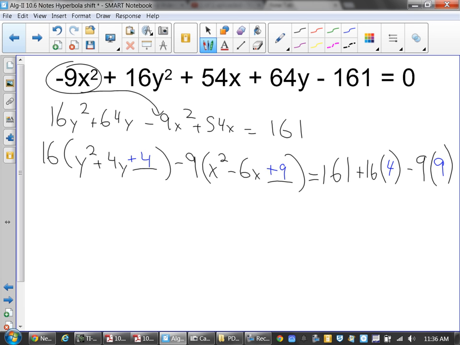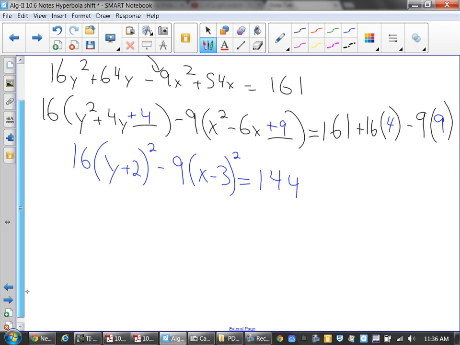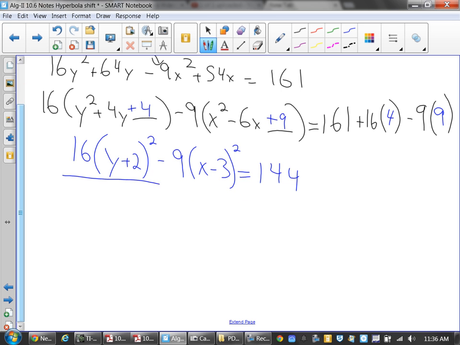So our terms become 16 times the quantity y plus 2 squared minus 9 times the quantity x minus 3 quantity squared equals, I believe you wind up with 144 again. Okay. And then you can add everything out. Oh, we're not done yet. We still have to graph and everything.